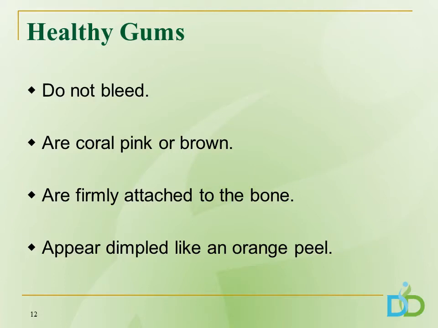Healthy gums don't bleed when teeth are brushed. Quite simply, if the gums bleed, there's a problem. Gums are coral pink or brown and usually lack red areas, which may indicate areas of gum irritation or inflammation. The gums are tight and firmly attached to the underlying bone. The gums often appear dimpled, quite like an orange peel. When the gums are unhealthy and swollen, that dimpling may disappear as the gums are stretched.